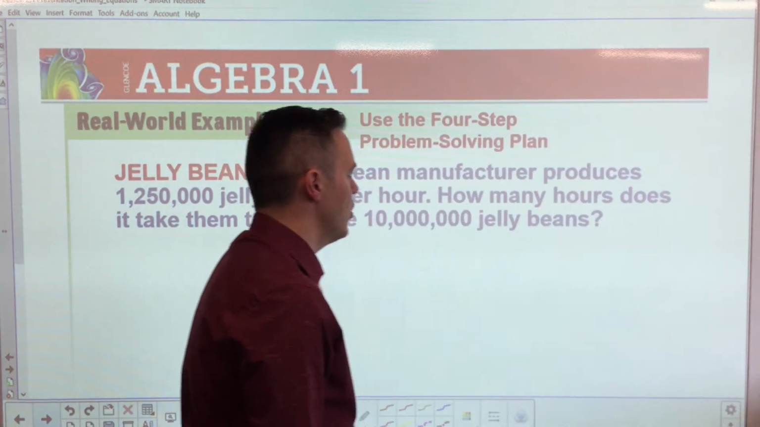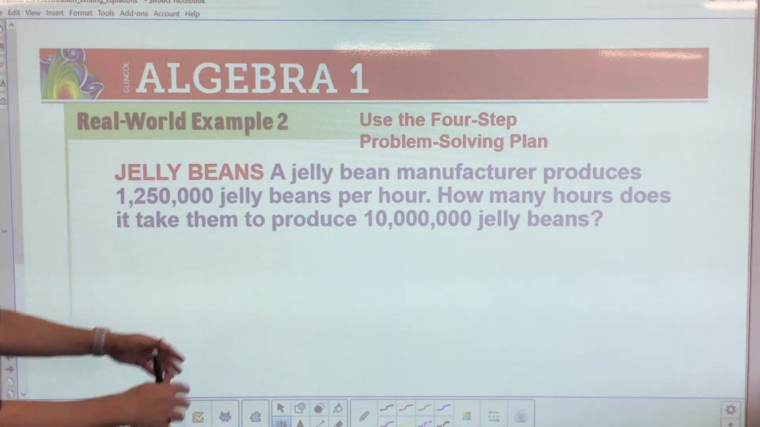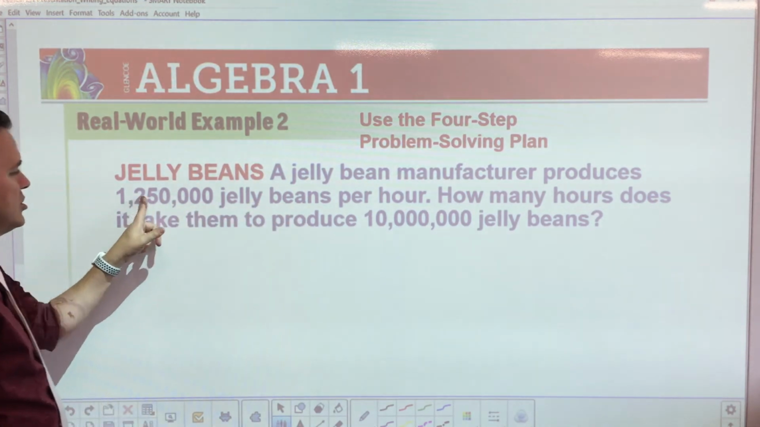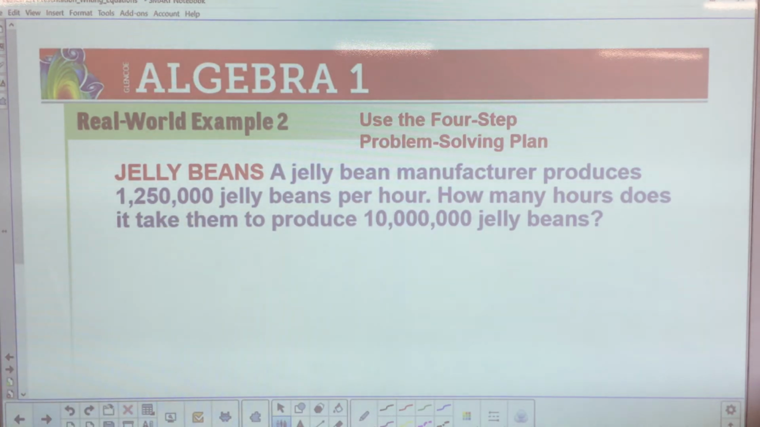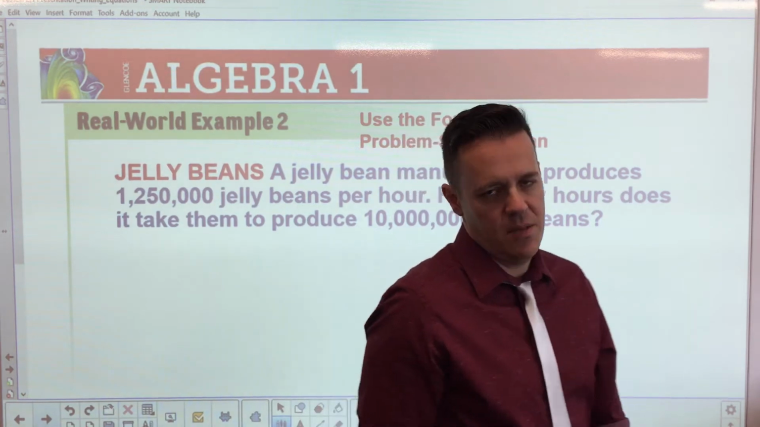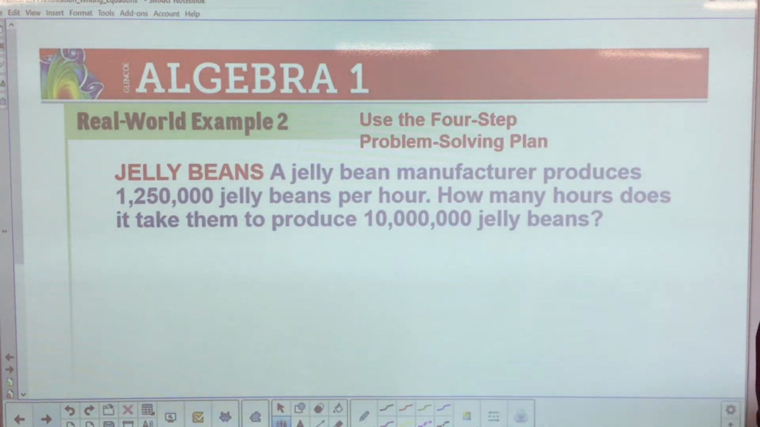Let's talk about this. Real world. A jelly bean manufacturer produces 1,250,000 jelly beans per hour. How many hours does it take them to produce 10 million jelly beans? That's a lot of jelly beans.